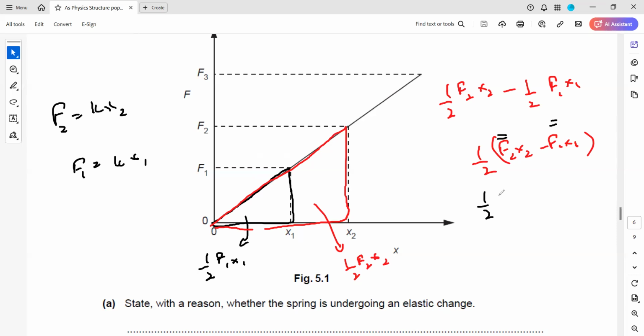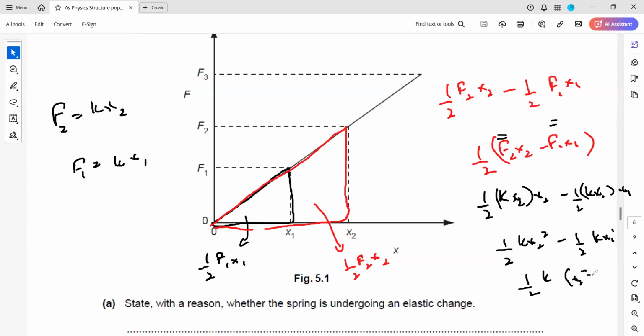So it will be 1 by 2 K x2 into x2 minus half K x1 into x1. When I simplify, it will be half K x2 square minus half K x1 square. When I take 1 by 2 K as common, it will be x2 square minus x1 square. Why square? Because x2 is multiplied with x2, so it becomes x2 square. When x1 is multiplied with x1, it becomes x1 square.